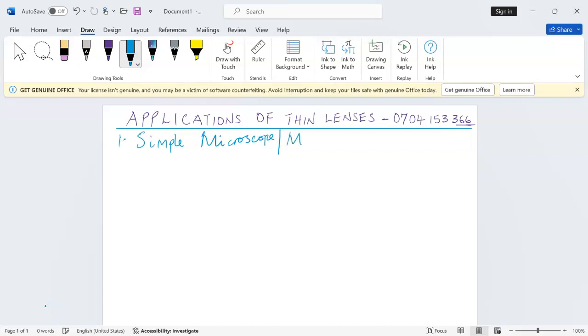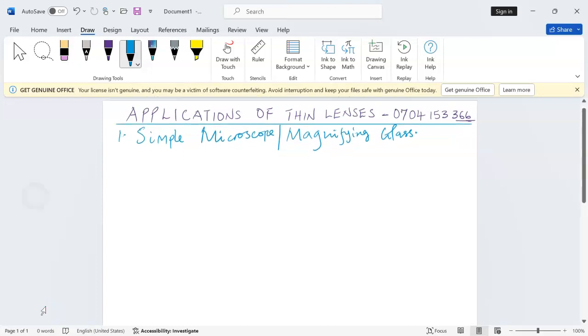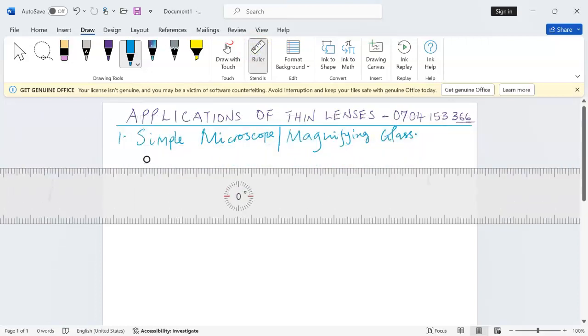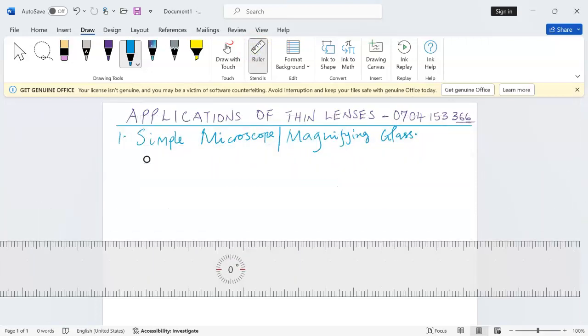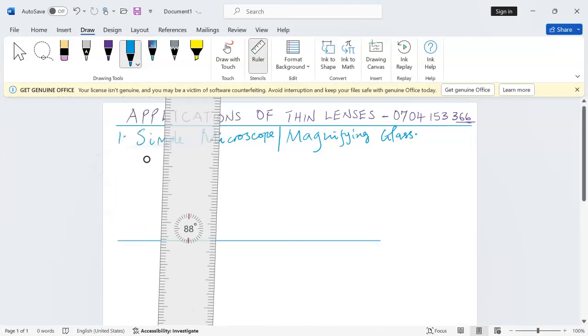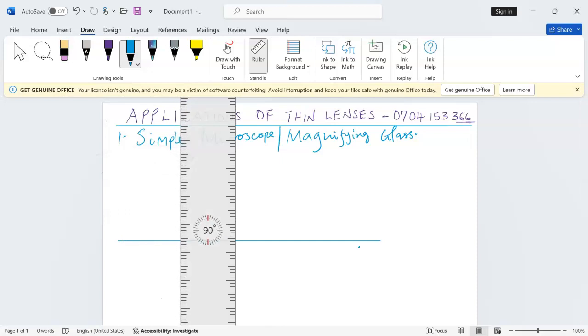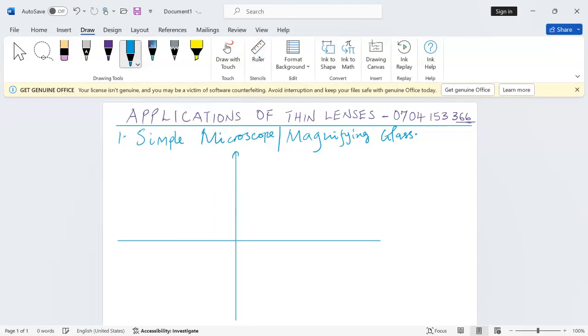This can also be called the magnifying glass. So we're going to draw some ray diagrams to show how a converging lens can be used as a simple microscope. For this to be achieved, let me first of all draw the principal axis of the lens. Then I also draw the lens, which is converging for this case, as shown on this diagram. Now we have the optical center of the lens at that point.